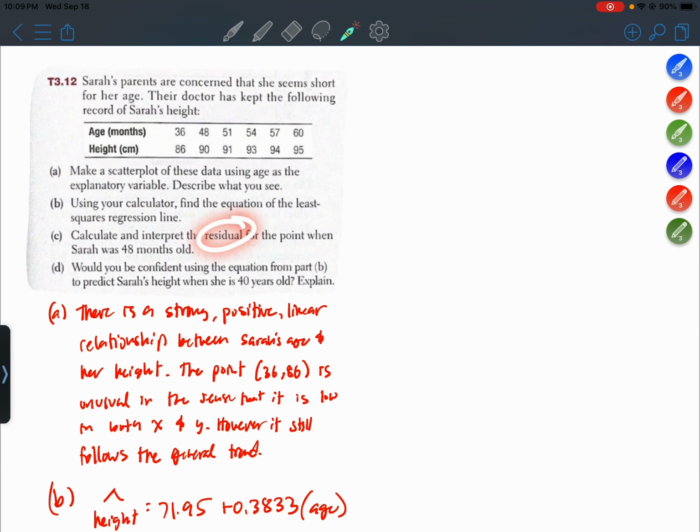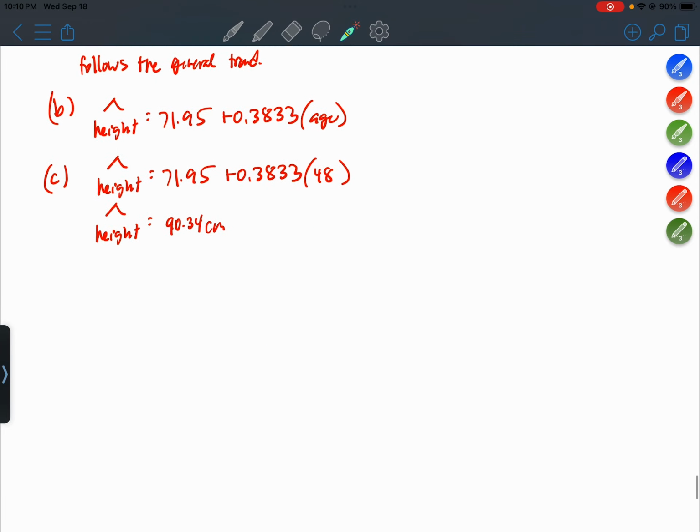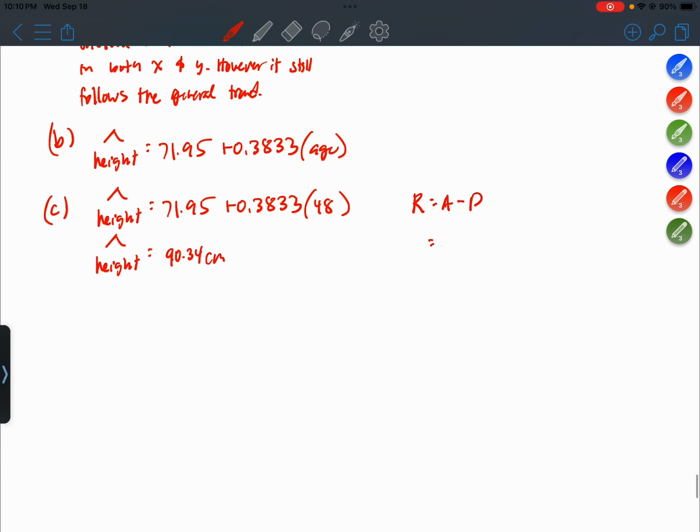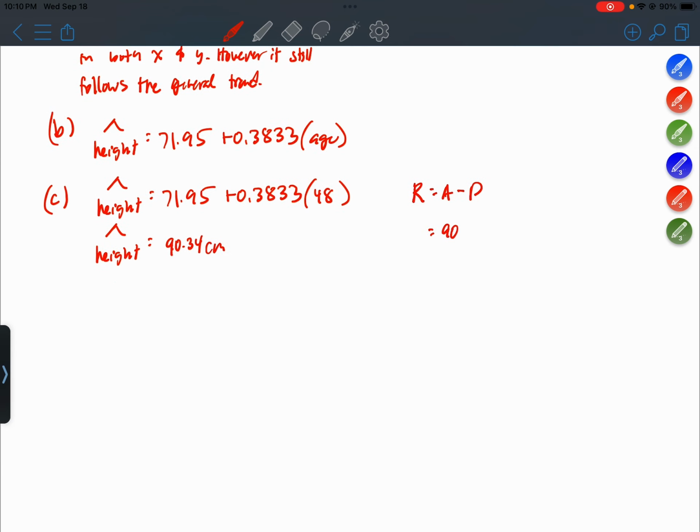Okay, that's her predicted height. The question said find her residual. So the residual is the actual minus predicted. What was her actual height at 48 months? It was 90. So 90 minus 90.34 is equal to negative 0.34. So the prediction was only off by less than a centimeter. So pretty good prediction.